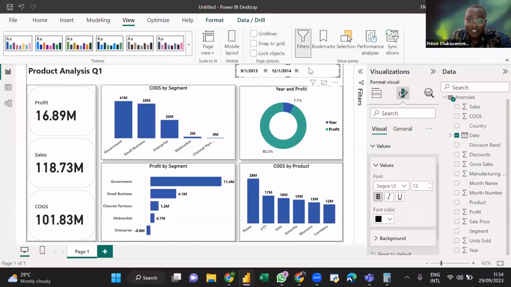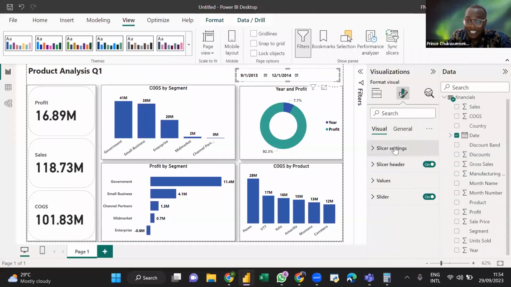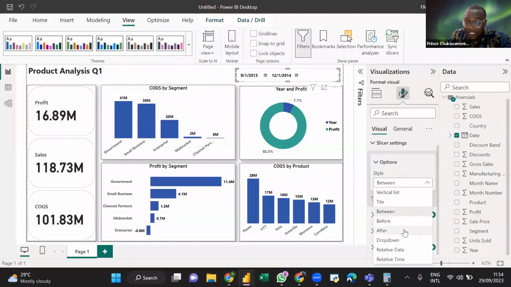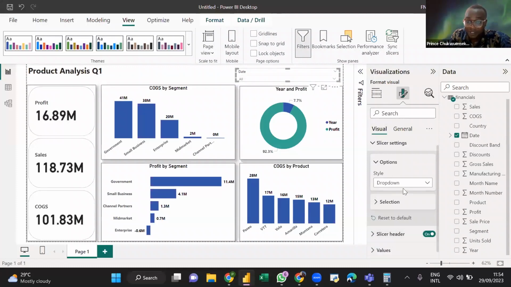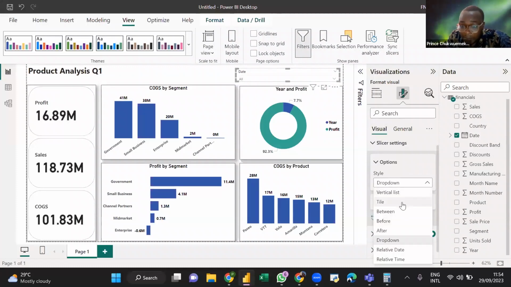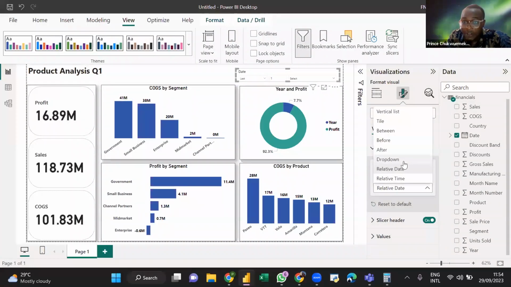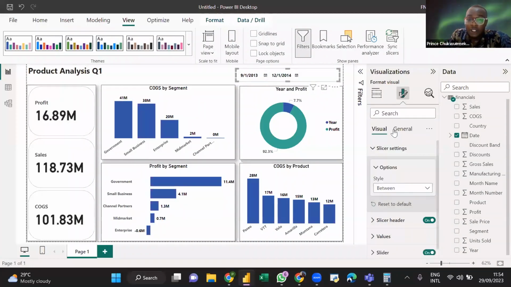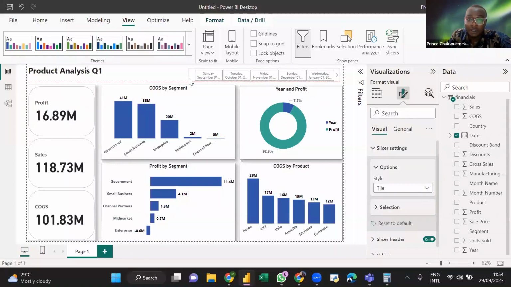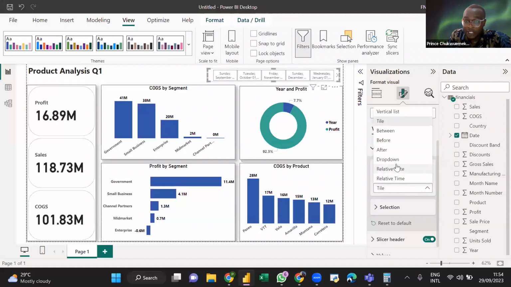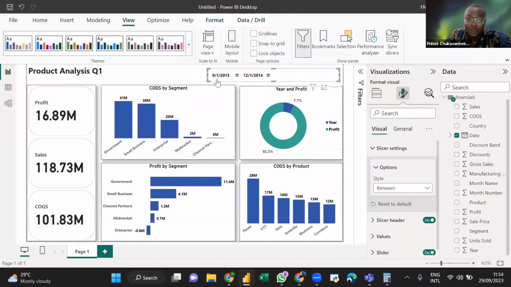I don't want this here. So the style too, please note, you can also change the style setting. You can make it a drop down, which is the one I prefer, or you can make it a relative date, something like this, where you can choose by month or anything. But I think I would just prefer this Between, or you can also make it a tile. But I think I'll prefer the drop down of Between. Let's go with Between.